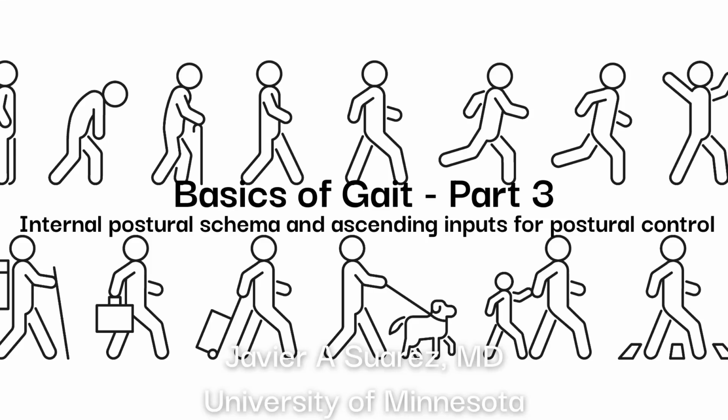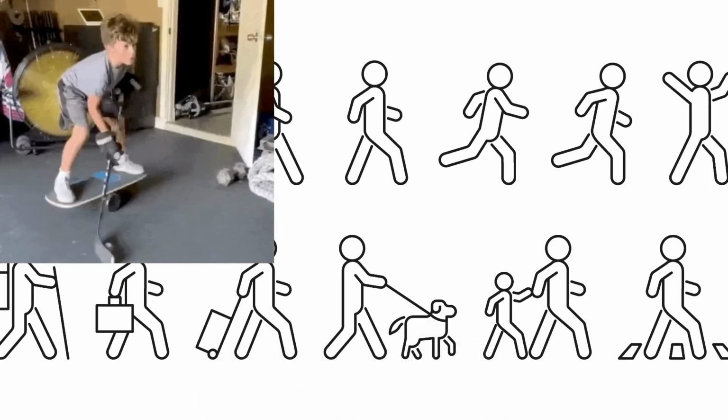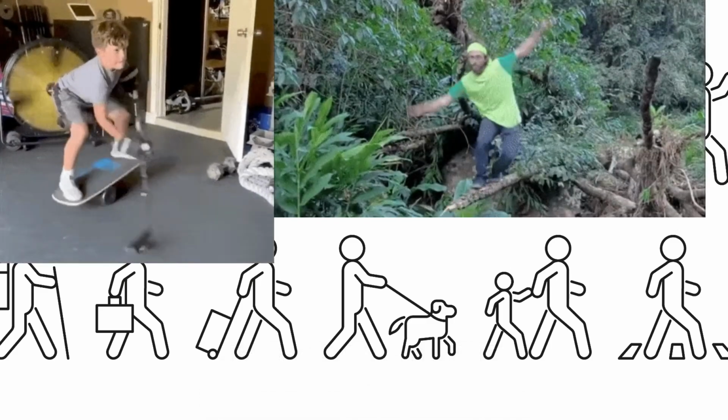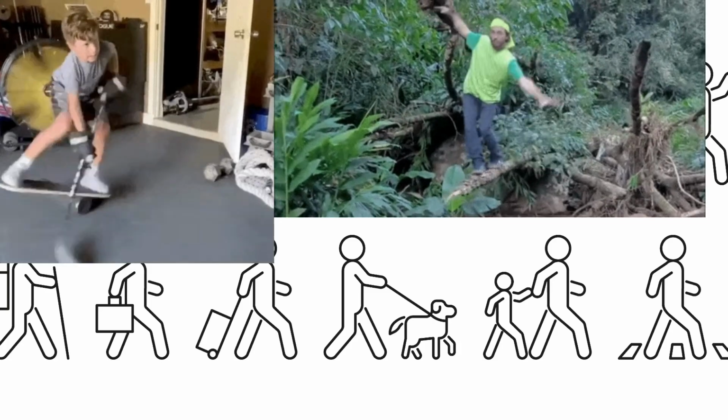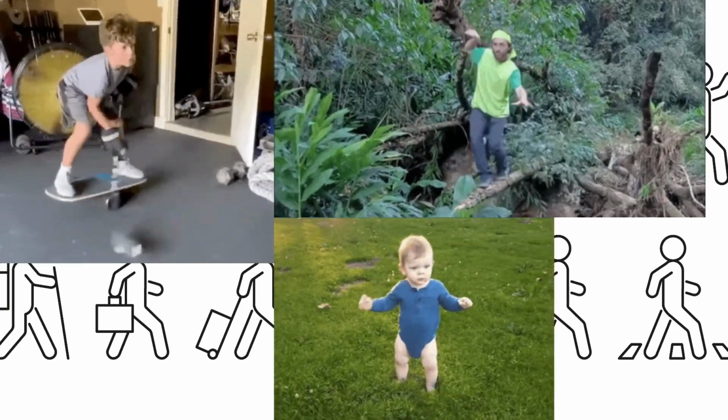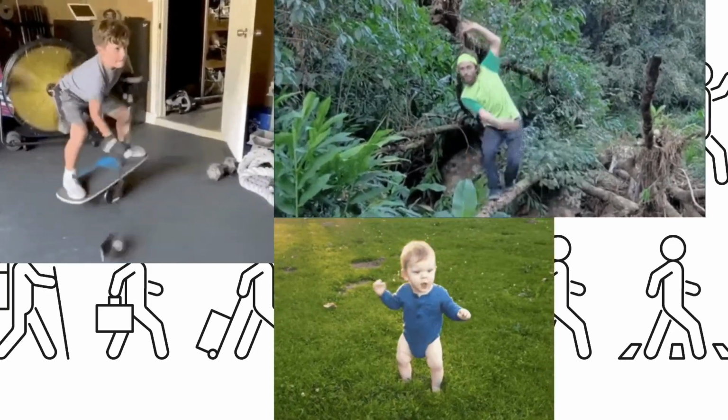Basics of Gait Part 3. In Part 2, we dove into the reflexes and reactions that the nervous system employs to maintain balance in an upright posture. But what really is an upright posture? How does the brain know what standing up is?